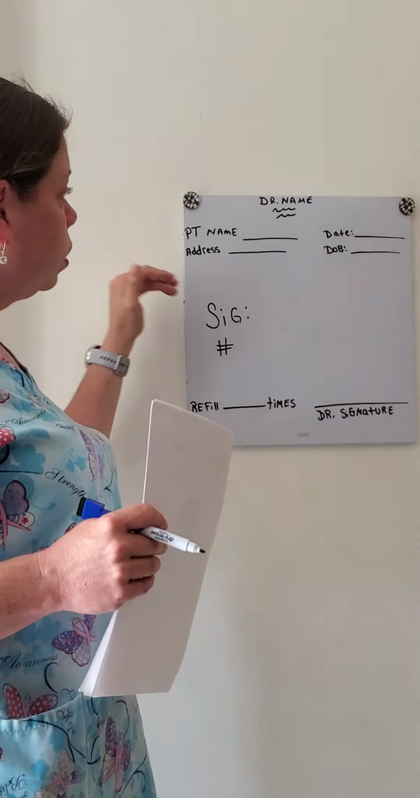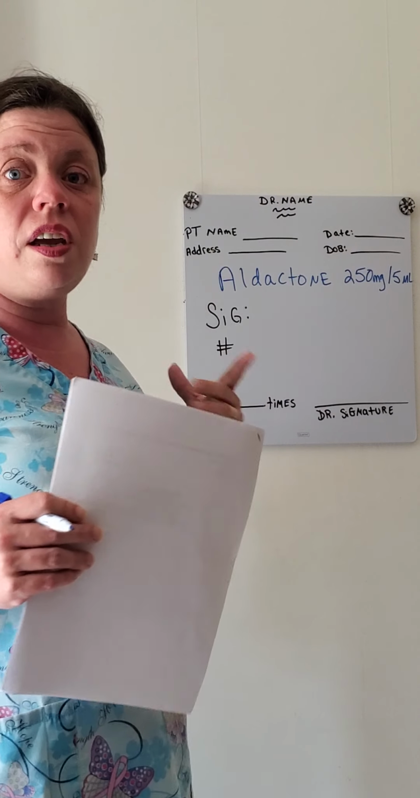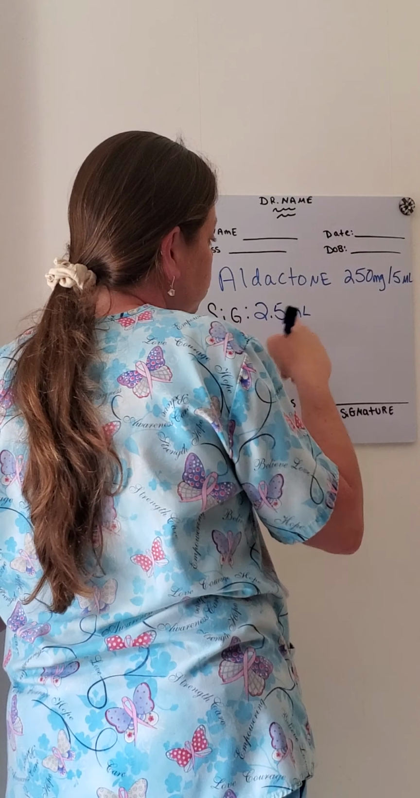SIG. SIG, colon, means directions, or take. So this is where our directions go. This is where we tell the patient how much of this medication, the way that it comes, to take in order to get the doctor's orders. So remember, it said 2.5 mL. Don't make that mistake. 2.5 mL was our per dose.